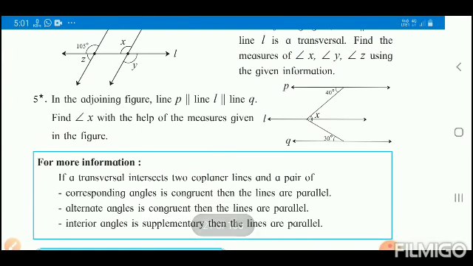You have to write all the points in your notebook and solve the practice set based on these properties.